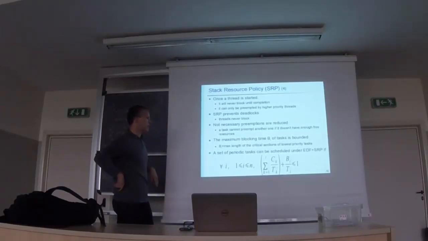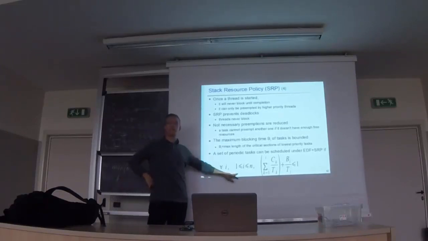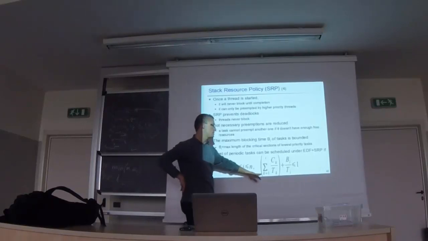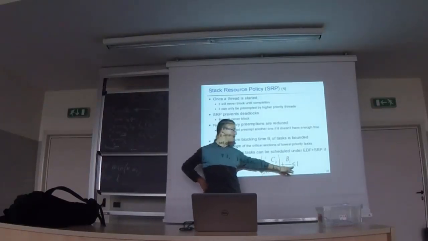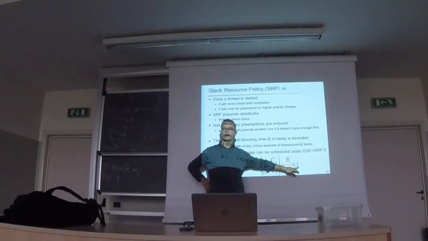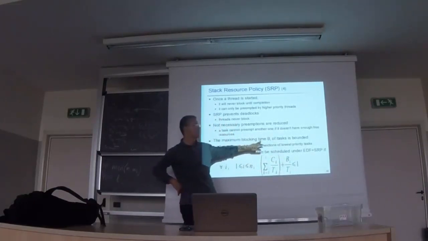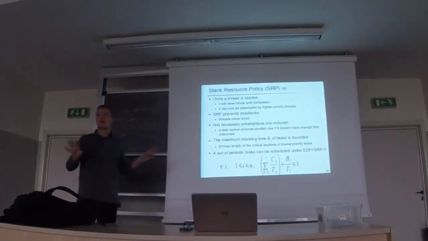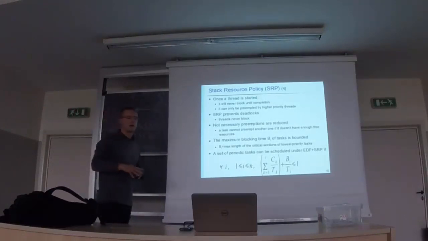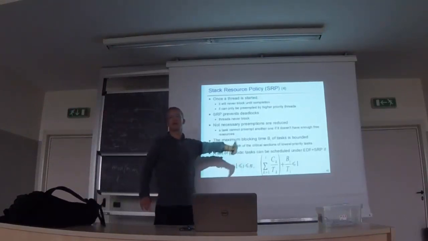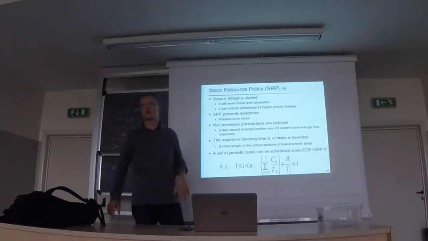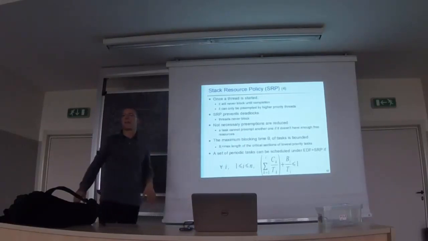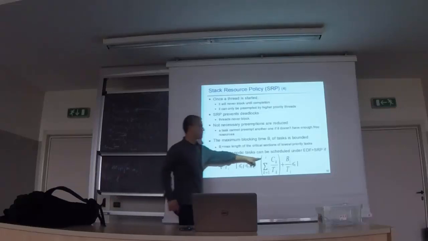And then this is exactly the test that we saw before for priority ceiling and priority inheritance. This is exactly the same. This is for EDF, because I have a 1 here. And this is the blocking term that is exactly the same as the priority ceiling. Nothing more to discover here. Exactly the same test as before, exactly the same blocking term of the priority ceiling.